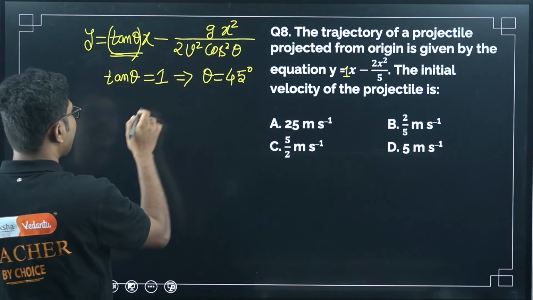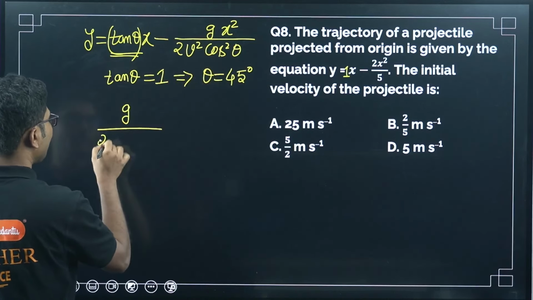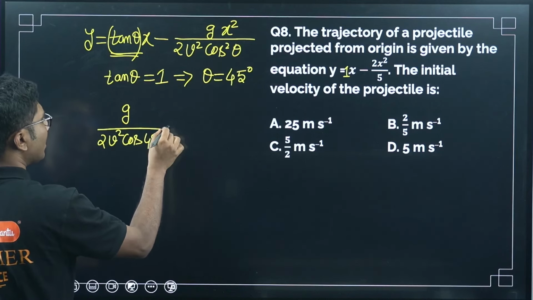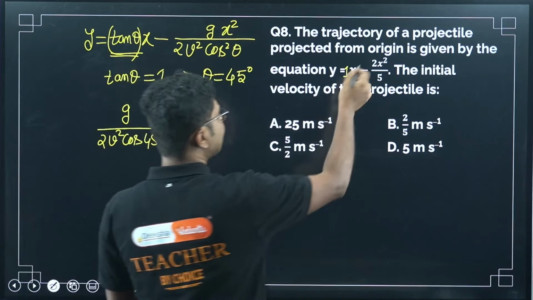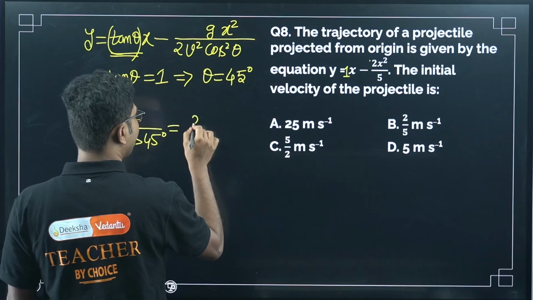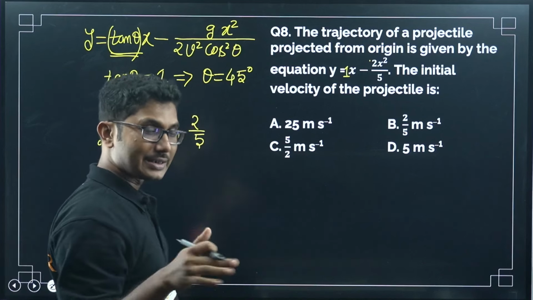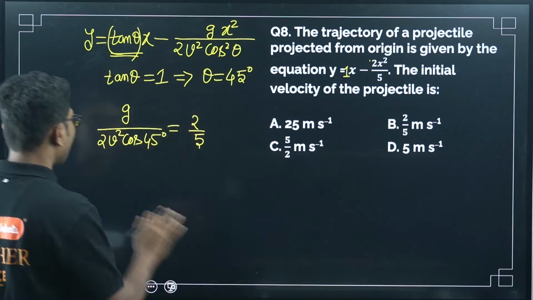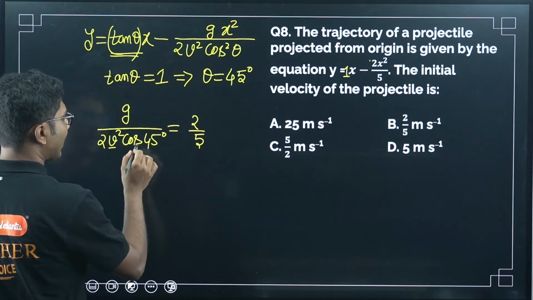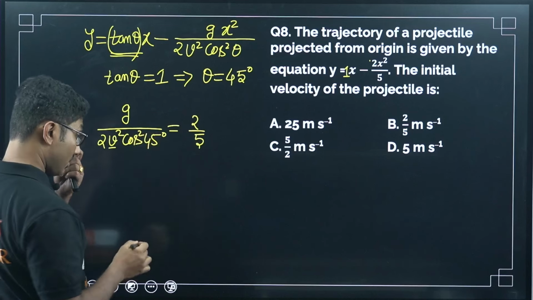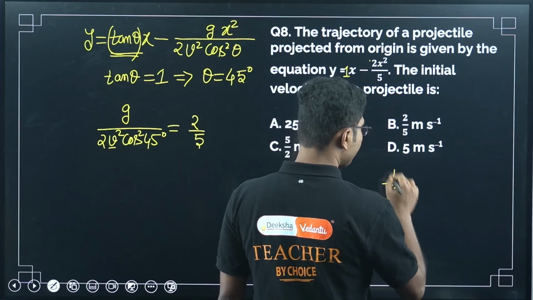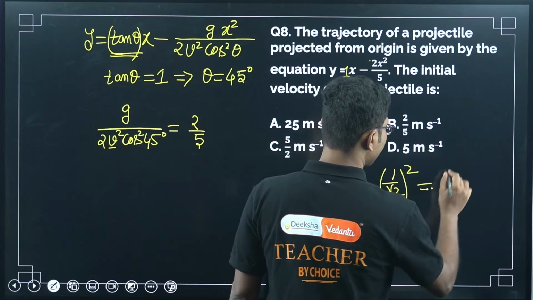Now let's compare the other value. So g by 2v square cos square 45 degree, now we are directly writing the value, equals the x square component, which is 2 by 5. Don't include the x here. We are just comparing the coefficient, right? So only this much is sufficient. Now what is the value of v square we are trying to find? What is the value of cos 45? Cos 45 is 1 by root 2, right? So cos square 45 is 1 by root 2 whole square, that is half.